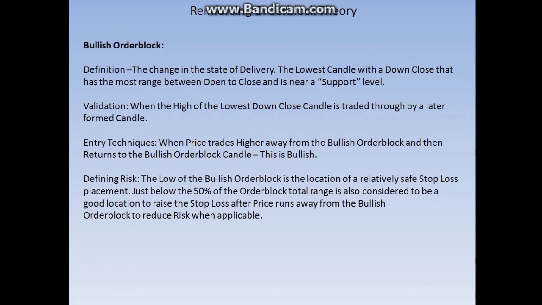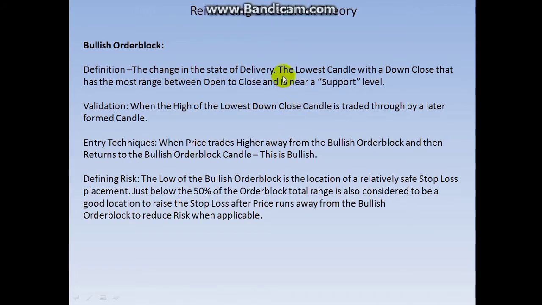Now the definition of a bullish order block in the 2022 mentorship is simply the change in the state of delivery. This is the definition that came along with the 2022 mentorship model. Then this right here is the definition I was taught when I came across smart money, or rather the definition I was aware of. This is how we viewed the order block before the 2022 mentorship.